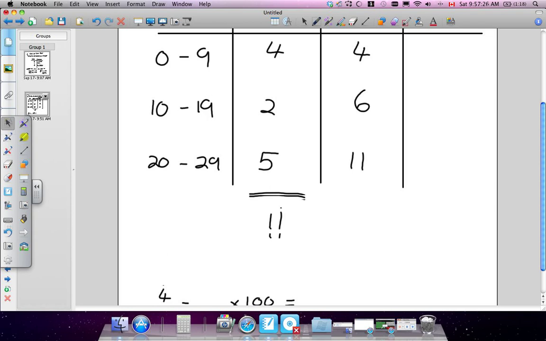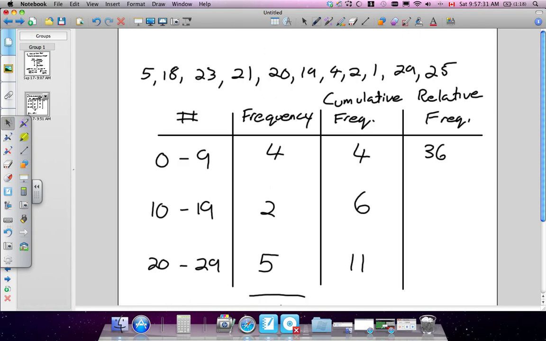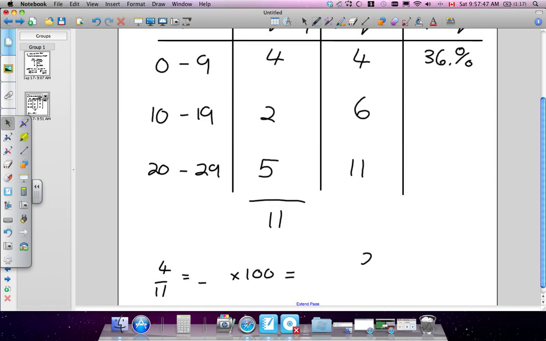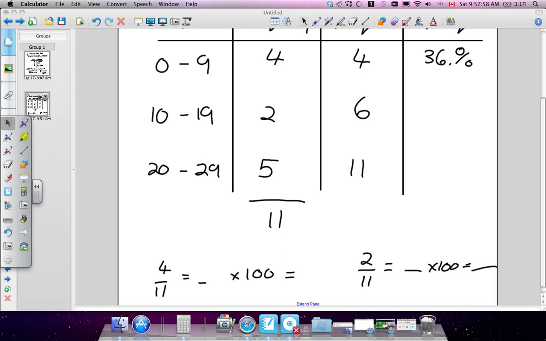times 100. That's going to give us our percent. Let's do it on our calculator here. 2 divided by 11 times 100. Hey, what did we get? 18.1. Okay, we'll just round it to 18. 18%. And finally, how many numbers are in the last category?